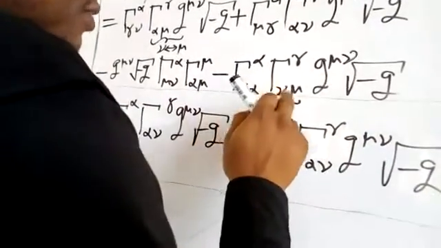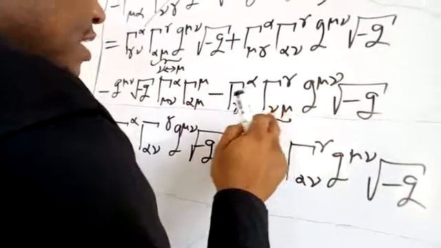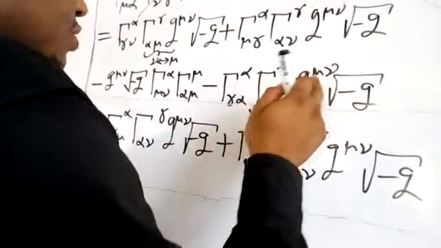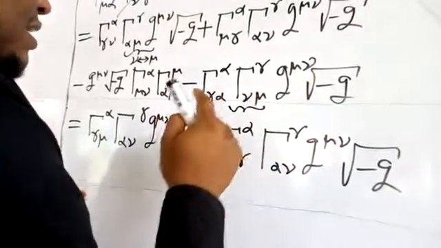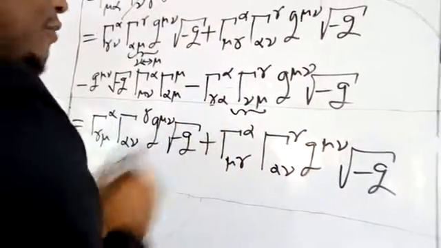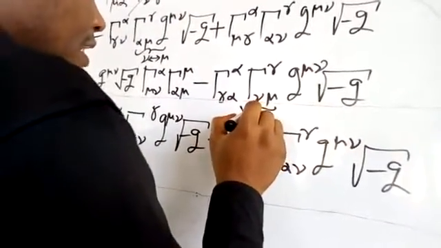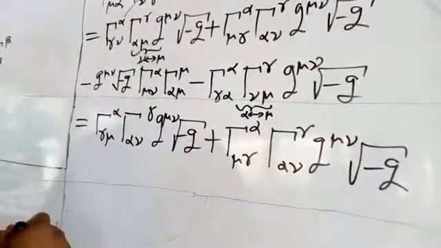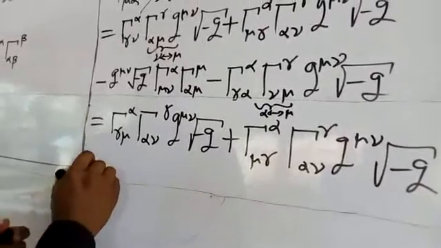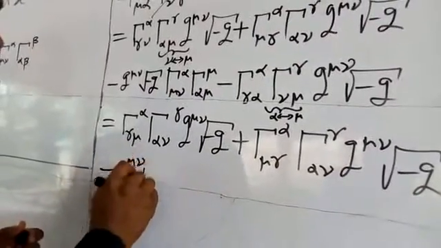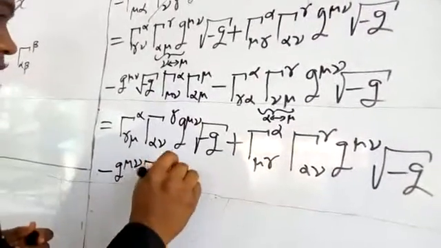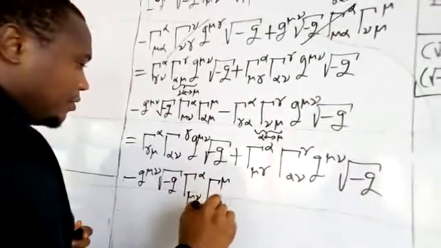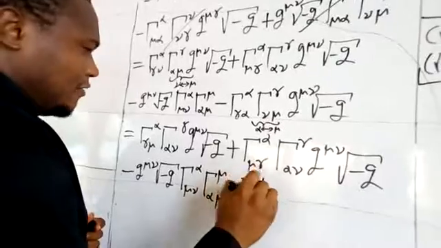If I interchange mu and nu, nothing will happen actually, because these two terms remain the same. But if I interchange mu and alpha on this term, let's do that. Let's interchange between the two. So what I'm going to get is, here will still be minus g mu nu, square root of minus g, gamma alpha mu nu, gamma here mu alpha mu, minus gamma alpha gamma.